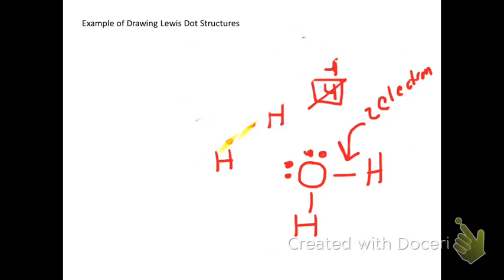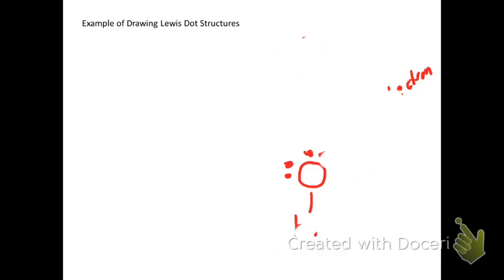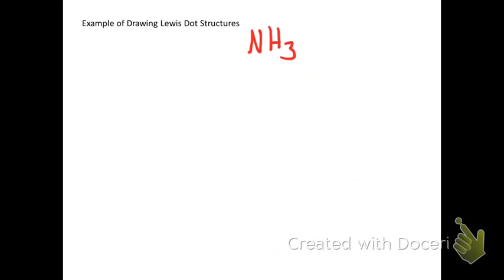So, let's take a look at another one, shall we? Let's look at ammonia, NH3. Let's see. Count up the total number of valence electrons. That's the first step.